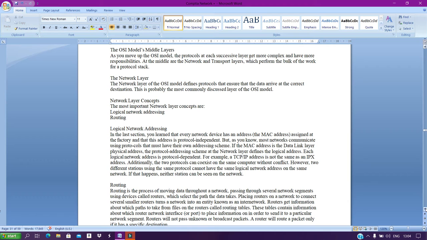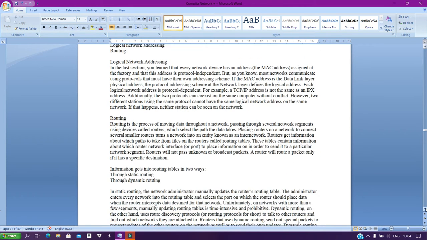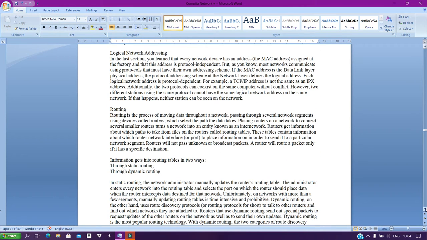This is probably the most commonly discussed layer of the OSI model. Network layer concepts. The most important network layer concepts are logical network addressing and routing. Logical network addressing. In the last section, you learned that every network device has an address, the MAC address, assigned at the factory, and that this address is protocol independent. But as you know, most networks communicate using protocols that must have their own addressing scheme.